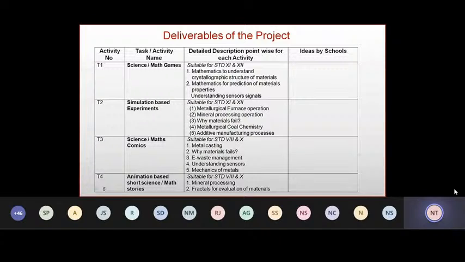Metallurgical coal chemistry, and the additive manufacturing process, where 3D printing is coming. Many schools have 3D printers now, but students need to know the science behind this 3D printing. Then science and maths comics. We are thinking about metal casting, so we can have a comic strip that tells exactly the various steps of metal casting. A student can learn just by reading those metal comic strips.